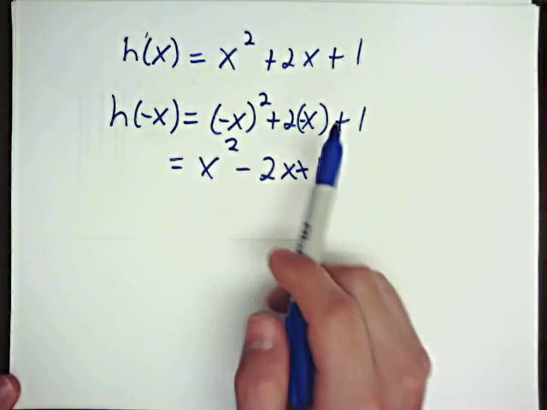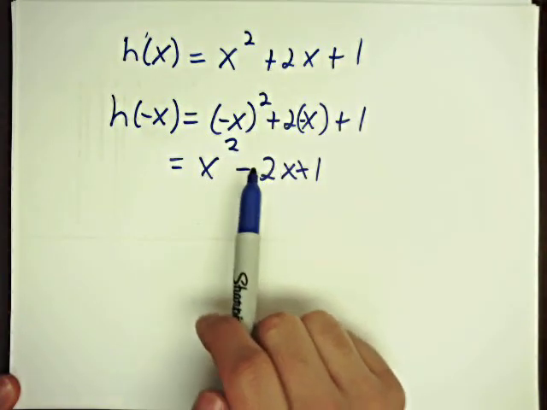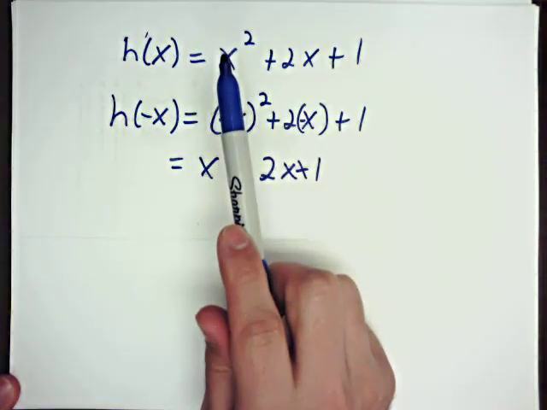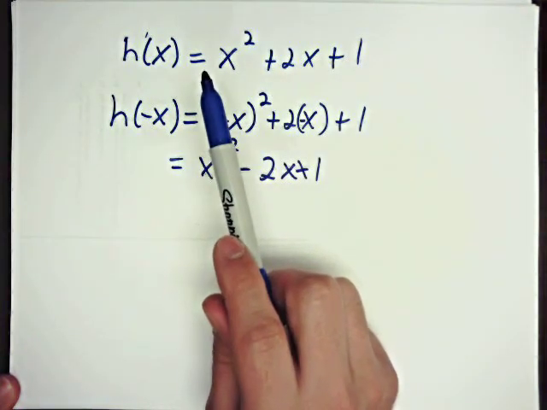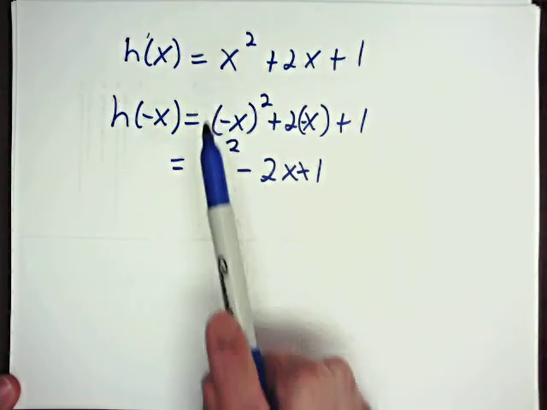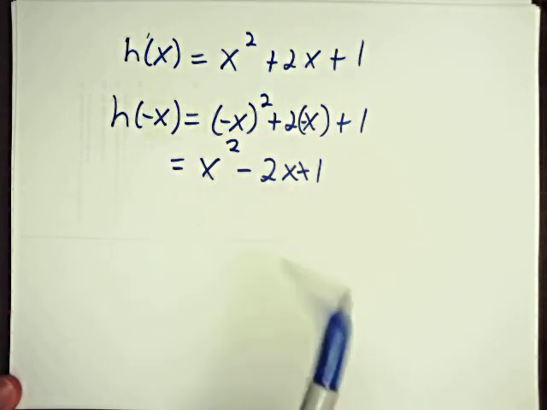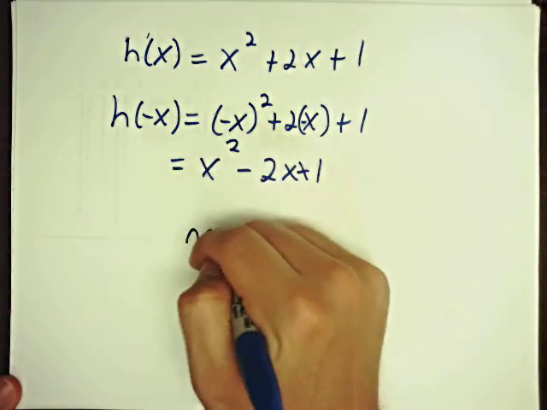So it's certainly not what we started with. This is not the same sign. And is it our function multiplied by negative 1? Well, negative 1 times x squared is negative x squared, and we have positive x squared. So I can't multiply by negative 1 and get this function either. So this function would be neither.